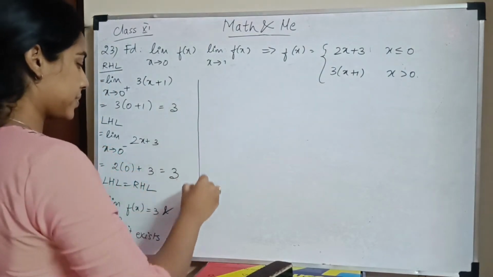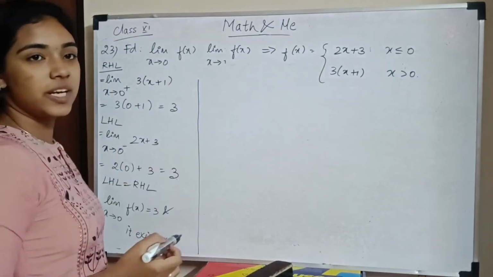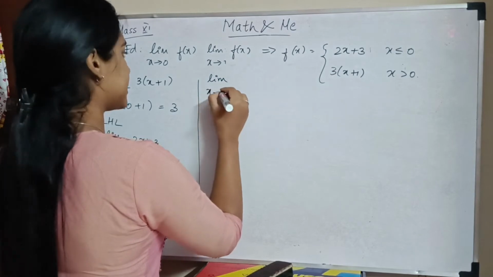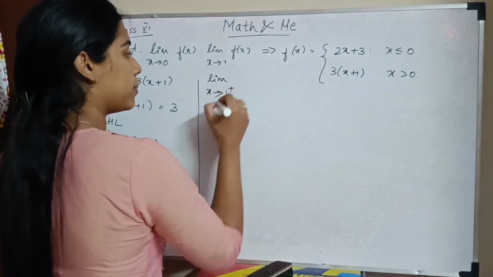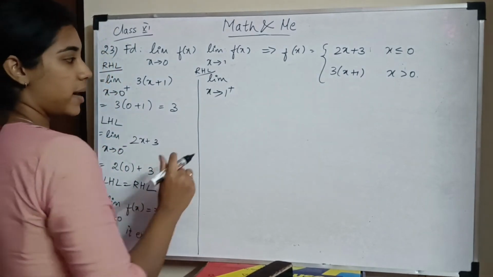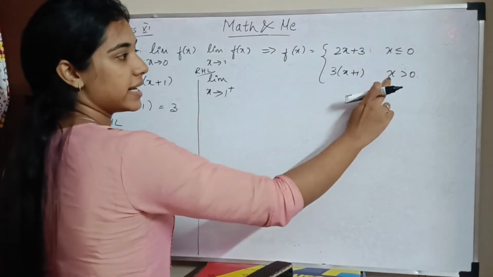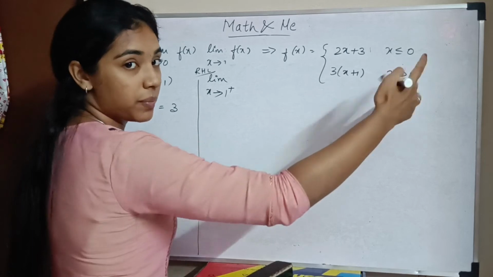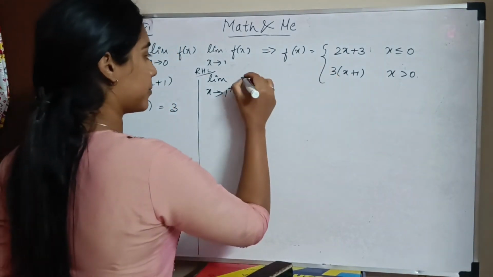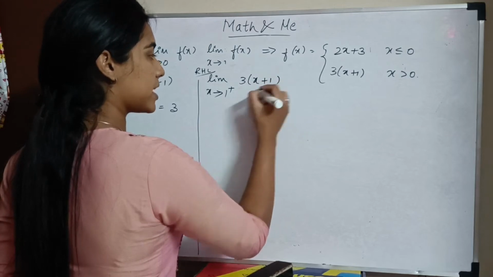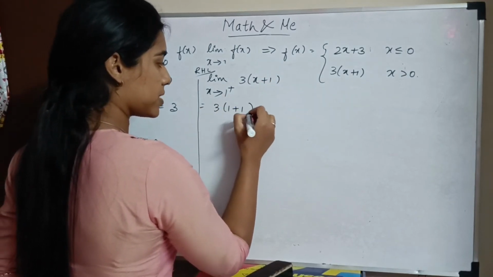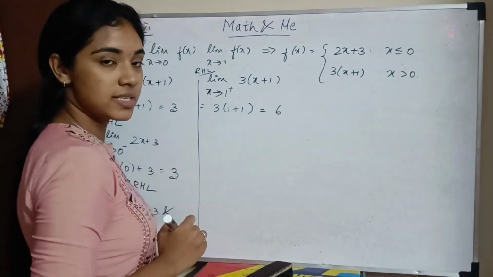Correct? Now let us see what happens when limit x tends to 1. So when limit x tends to 1 plus, அதாவது right hand limit, what happens? X tends to 1 plus na x greater than 0 la thana 1 irukku, 1 plus ellame irukku. So what do you take? 3 times x plus 1. So you get 3 times x plus 1. What do you have? 1 substitute panna 3 times 1 plus 1, which is 3 2s are 6.